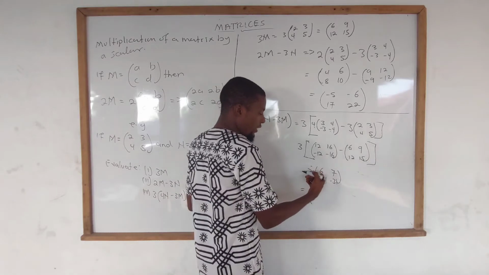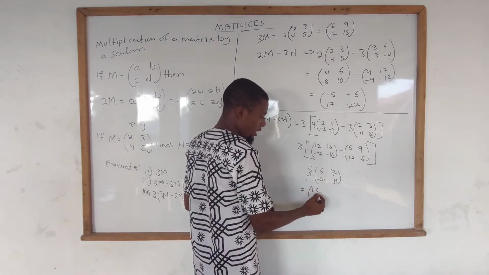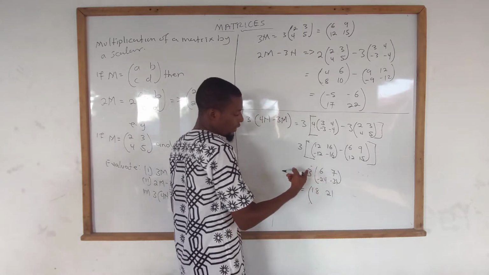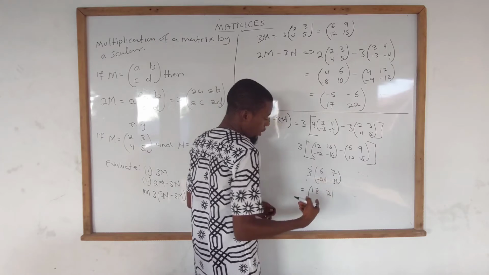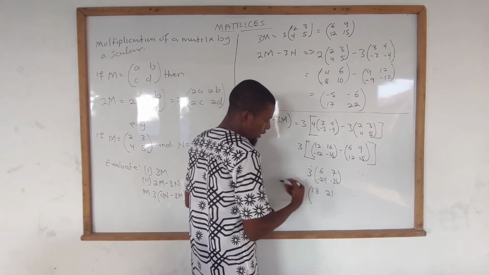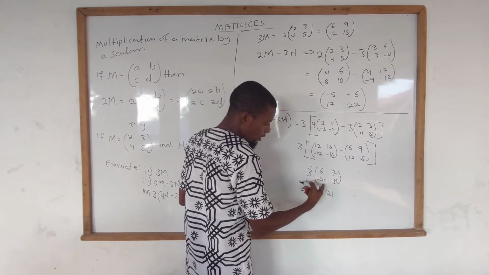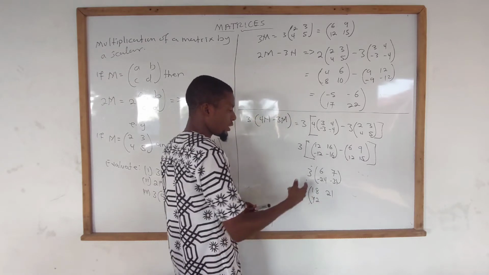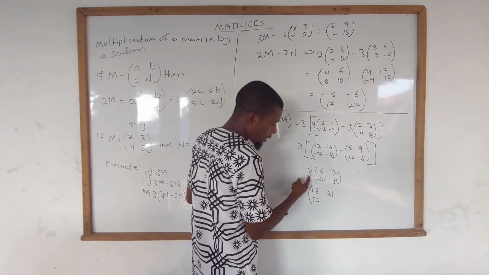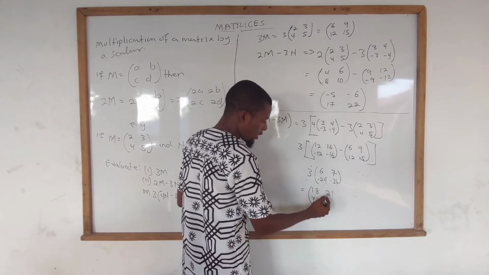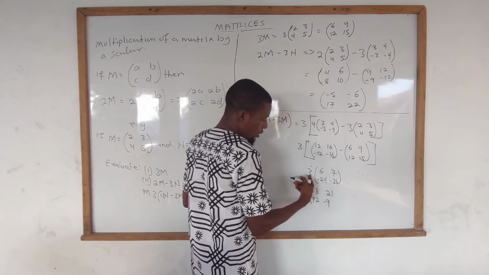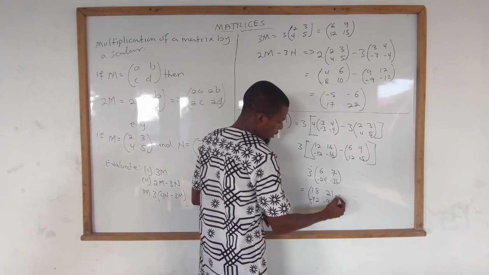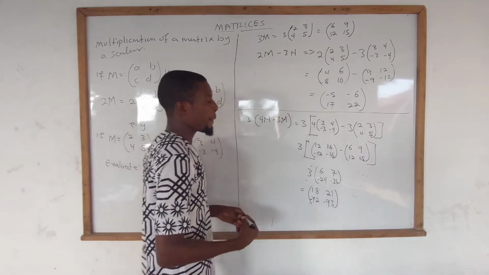Now 3 times 6 is going to give me 18. 3 times 7 is going to give me 21. Now 3 times negative 24 is going to give me negative 72. And then 3 times negative 31 is going to give me negative 93, right?